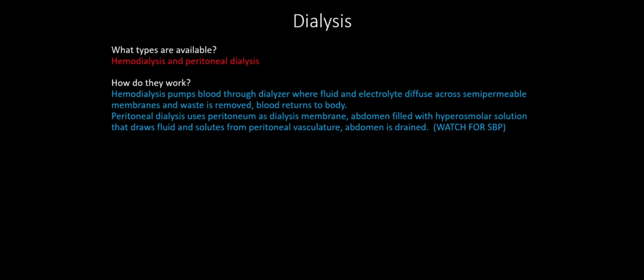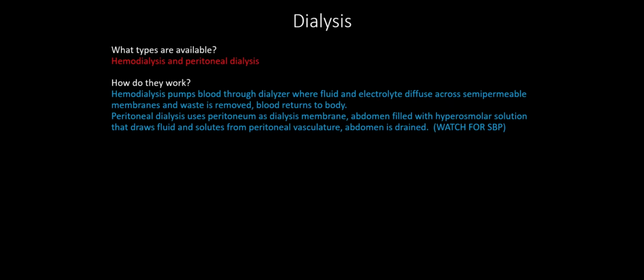The abdomen is filled with hyperosmolar solution that draws the fluid and solutes from the peritoneal vasculature, and then the abdomen is drained. Usually, this is something that can be done at home. One of the very high yield things, if you do peritoneal dialysis, you usually have a peritoneal dialysis port there. So very high risk for SBP. If this patient with peritoneal dialysis were to present with abdominal pain, and maybe a little bit of hypotension, maybe they're fevering, that would definitely be something where you'd want to tap the belly and do a cell count and cytology on it.